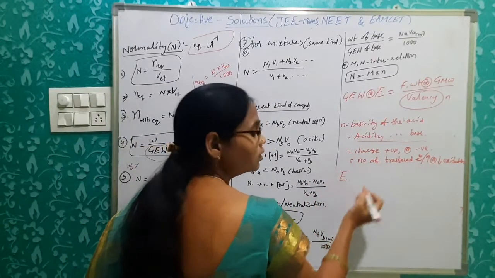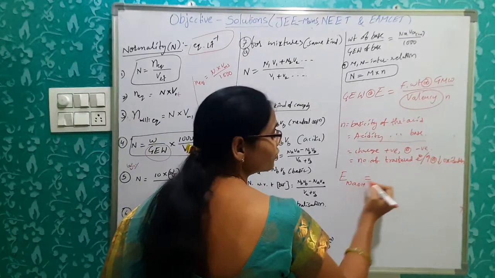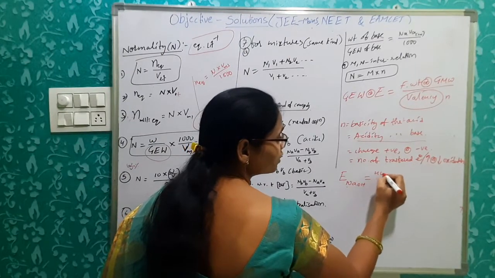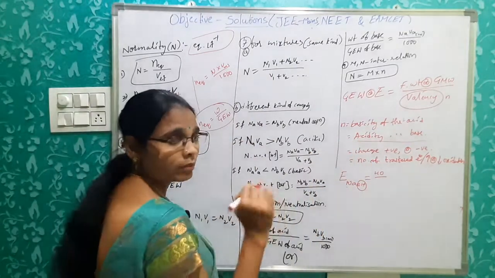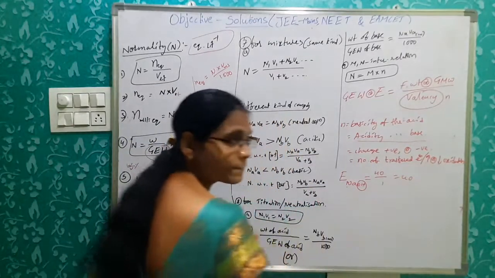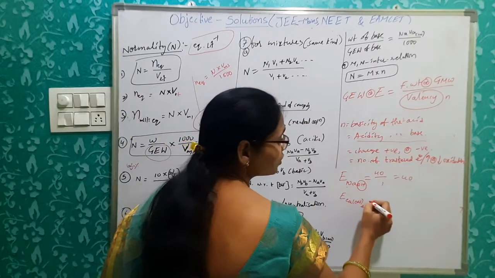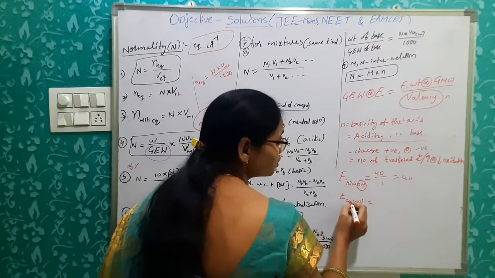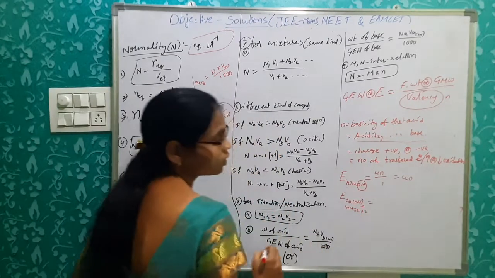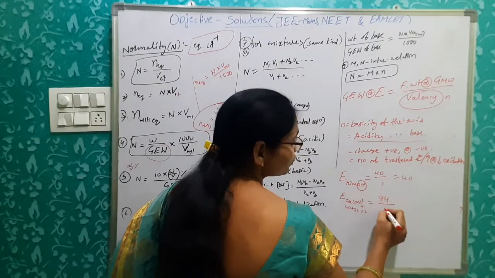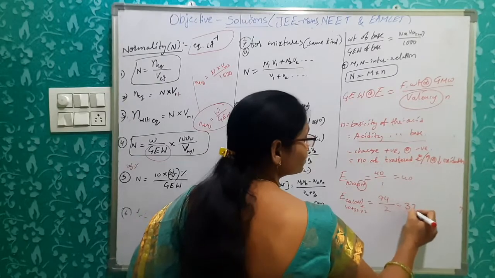Suppose you take any base, NaOH. Equivalent weight of NaOH is the formula weight of NaOH, 40, by the number of replaceable OH groups, which is the acidity of that base. So 40 by 1, only 40. Suppose you take calcium hydroxide. Here 40 plus 16 twos are 32 plus 2, how much? 74. 74 by how many replaceable OH groups? 2. So how much? 37.